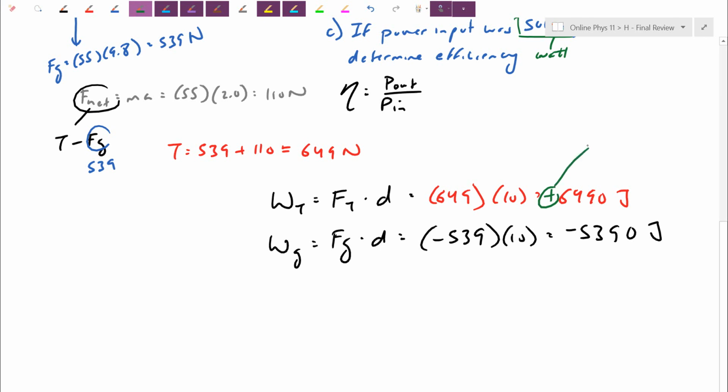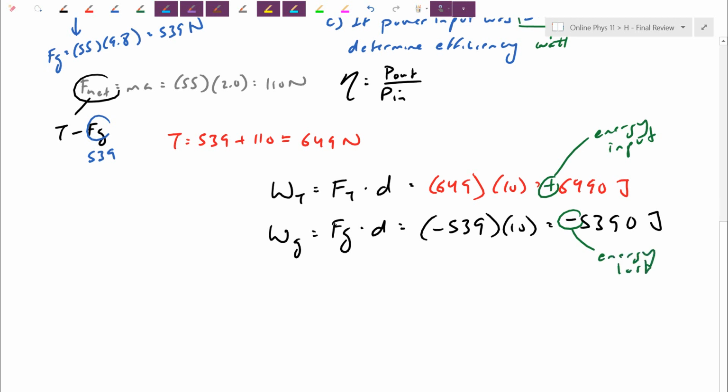Whenever energy is positive, this one just means energy input, right? I'm actually rolling the cable so that I put in 6490, but because I'm fighting against gravity, gravity then removes 5390. This is energy lost to the surroundings. We're always fighting this losing battle here.